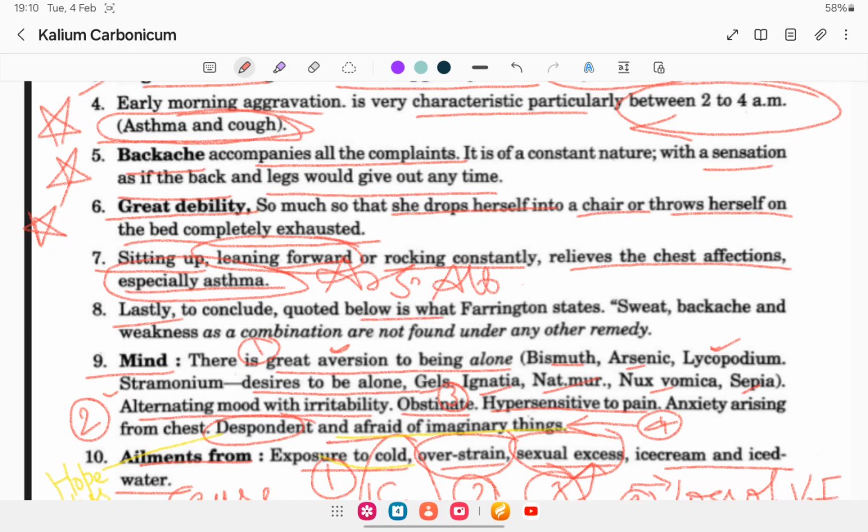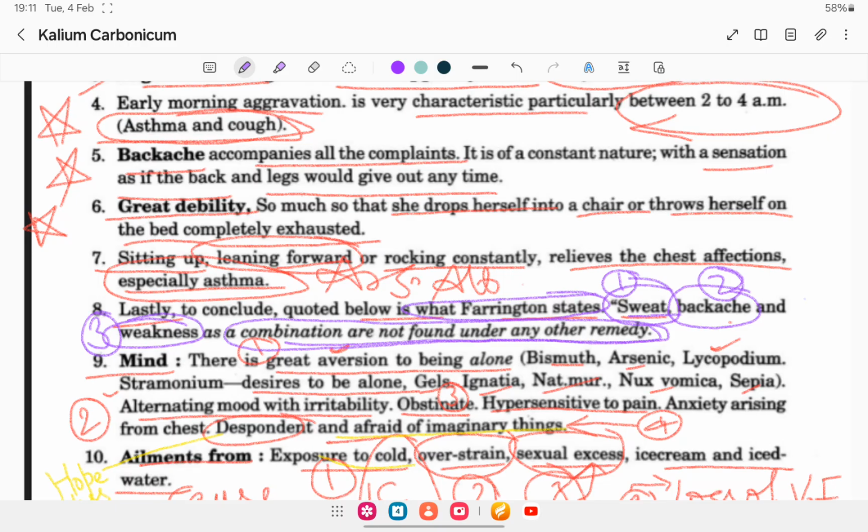Lastly, to conclude, Farrington states: sweat, backache and weakness as a combination are not found under any other remedy. So this is a very important symptom. When this combination is there, we can think of this remedy, Kali carb. Perspiration cold, profuse, whole body, mostly on the painful part. Backache, weakness, great debility, the combination is found only in Kali carb.